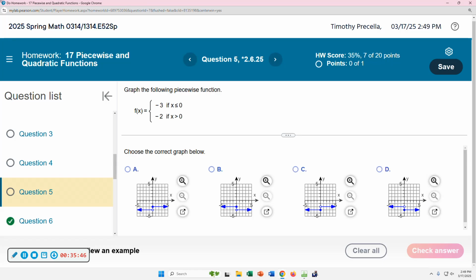Let me write the problem down. F of x equals, there are 2 pieces here. We'll use the piece, a y value of -3 if x is less than or equal to 0? Yes. We'll use the red piece -2 if x is greater than 0.